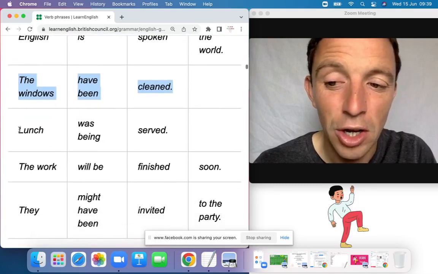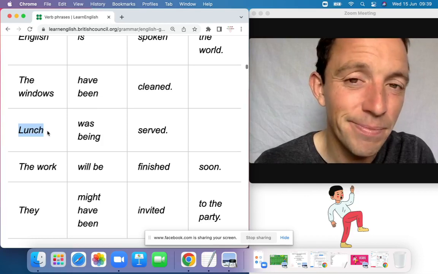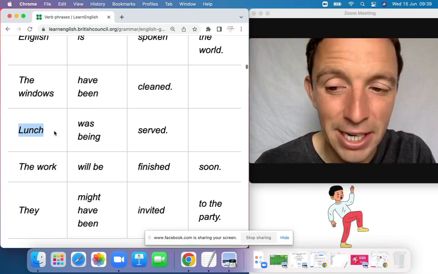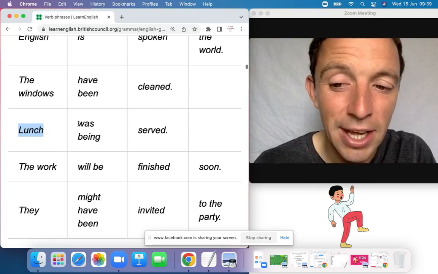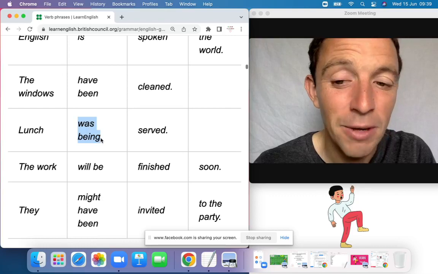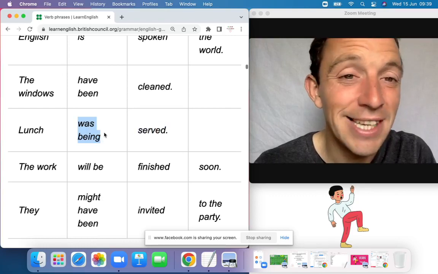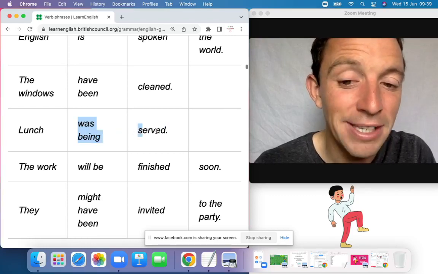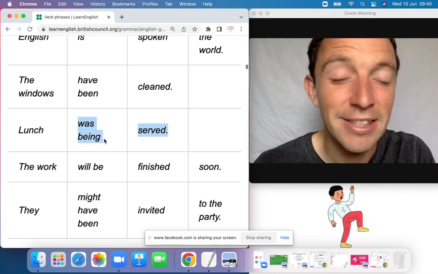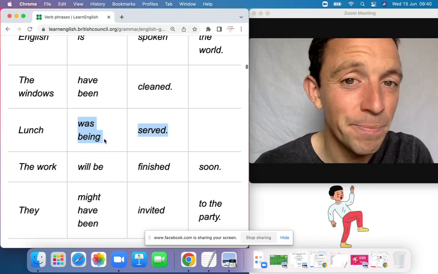Next, lunch is the subject or the, well, I think in fact it's possibly the object of the active, but that's more complicated. But for the moment, this is the subject. Was being is the verb to be in the past continuous, but it's connected to serve, therefore it's the auxiliary. And serve is the main verb in the past participle. So this is the past continuous in the passive.